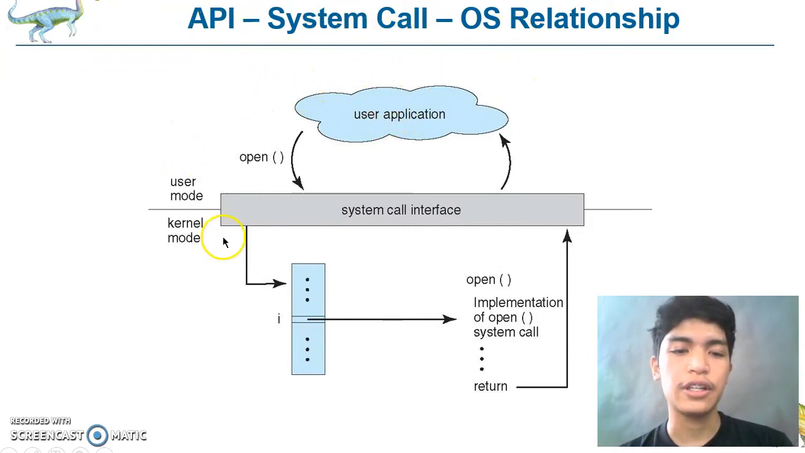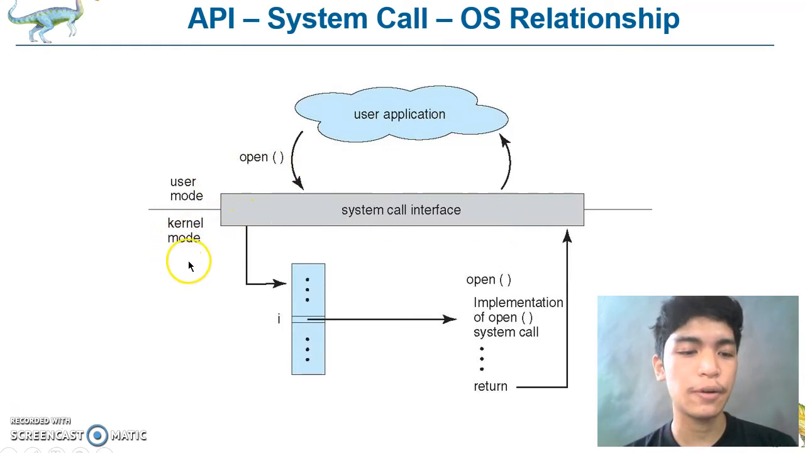It has two modes, the user mode and the kernel mode. In the user mode, the user application calls the open method, which is then processed in the system call interface. Then, in the kernel mode, the system call interface invokes the system call in the OS kernel. It maintains a table according to the numbers associated with each system call.